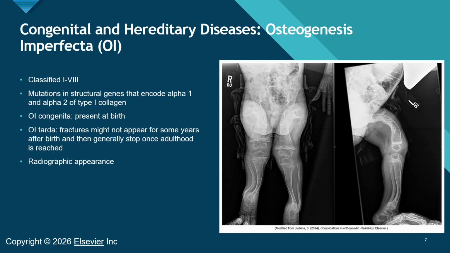The radiographic appearance of OI shows the multiple fractures in various stages of healing, and it'll have a general decrease in bone mass. The bone cortex is thin and porous, and trabecula are thin, delicate, and widespread. So you can see that by the pictures that I have on the side here of OI.